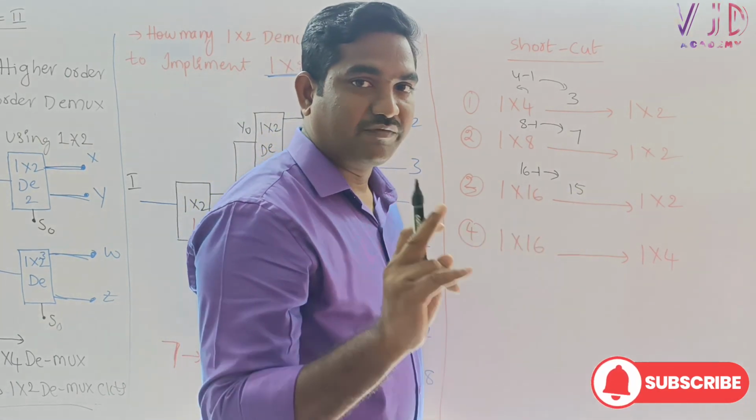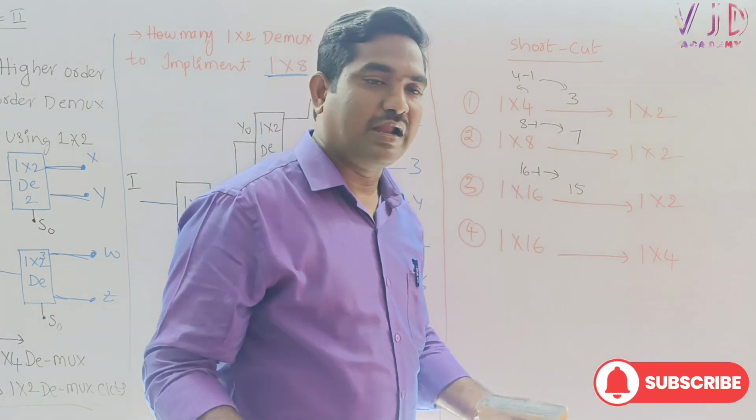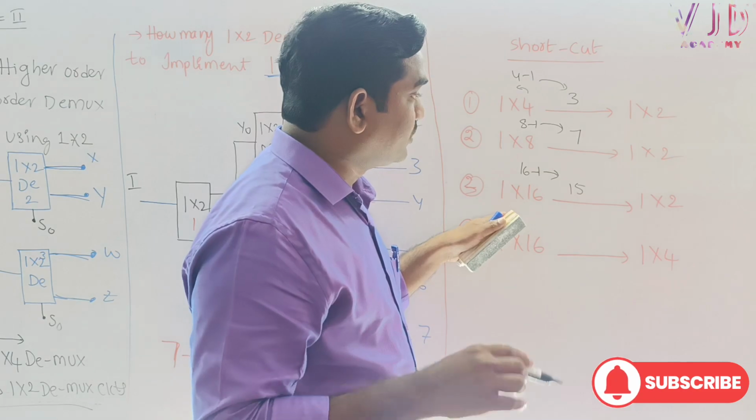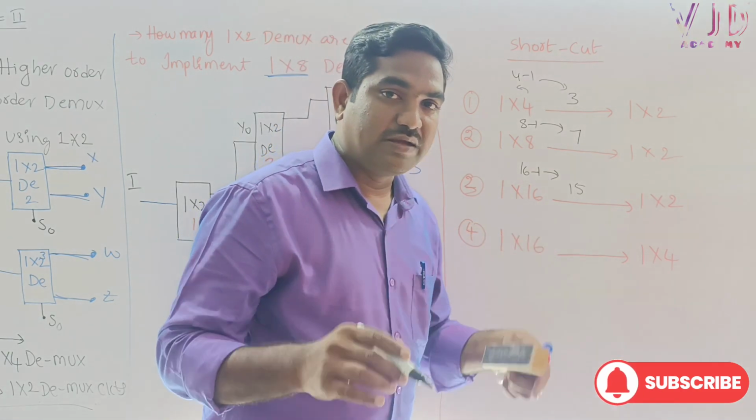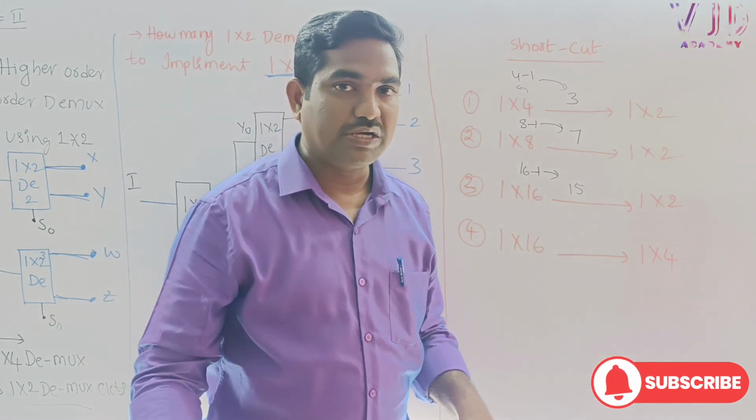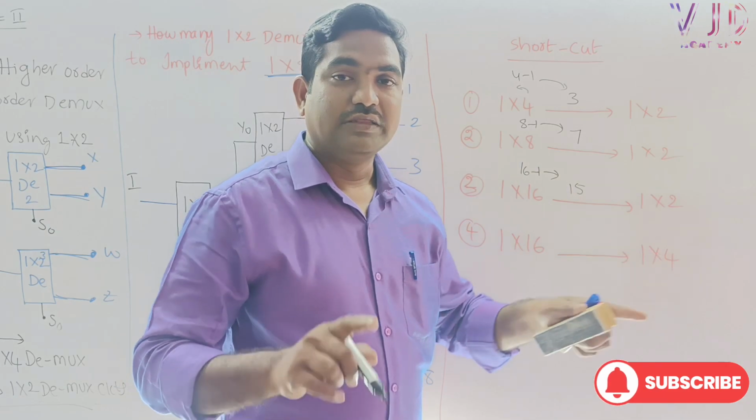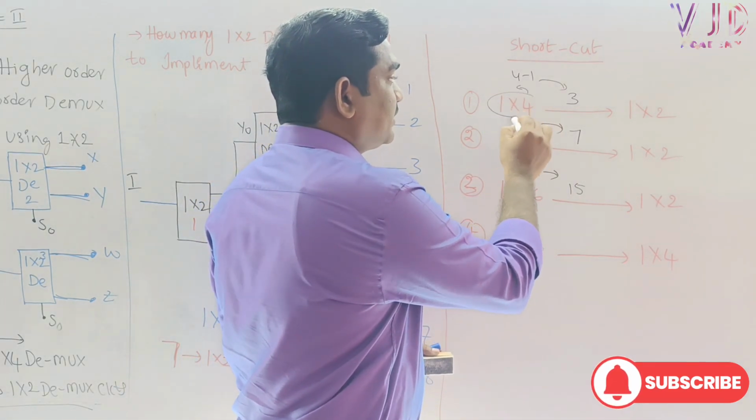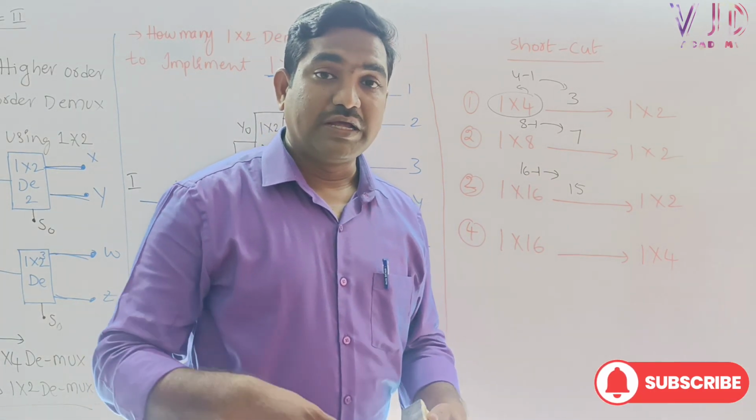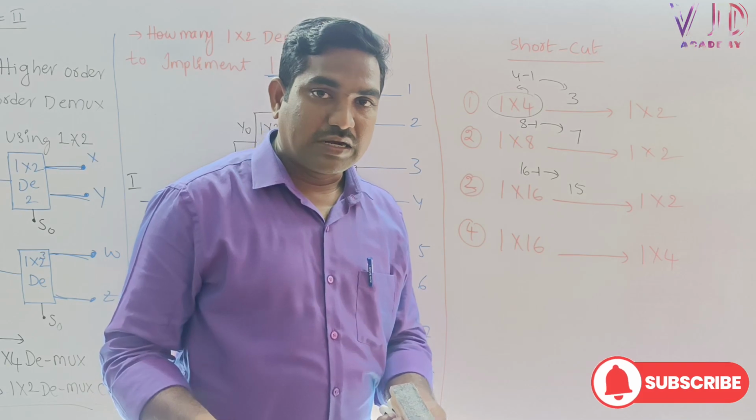Sir, the only thing we need to remember: when the question is asking to implement any higher order demultiplexer, 1 to 4 or 1 to 8, 1 to 16, whatever it is, with 1 to 2 demultiplexers, not 1 to 4 or 1 to 8 or something else, the only logic is we need to make subtraction: 4 minus 1, 8 minus 1, 16 minus 1. That is the answer.